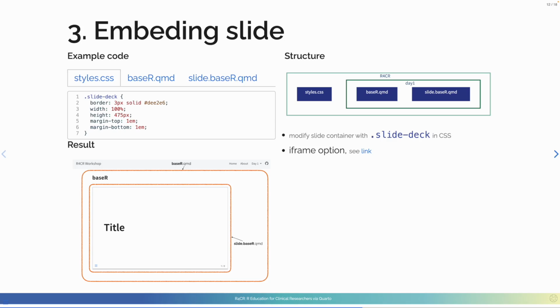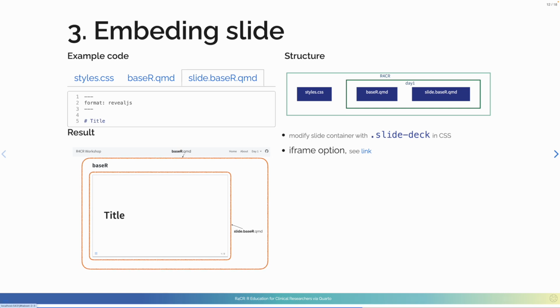For example, if I want to make a base R slide in the day one section that is available in the navigation bar, I build a baser.qmd file for the web page and slide.baser.qmd as a slide. For baser.qmd, it is just required to use this iframe element. To distinguish the two QMD files, I use this slide dot naming rule, but it is not necessary to keep this.